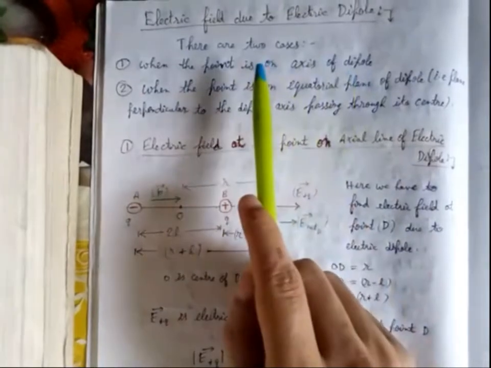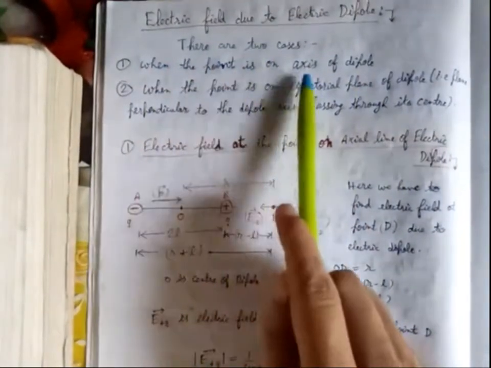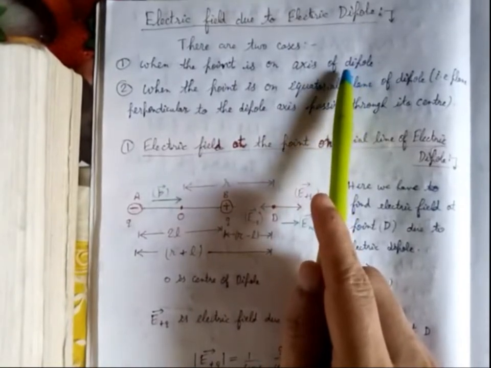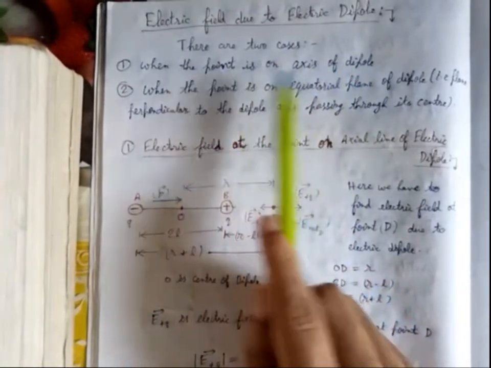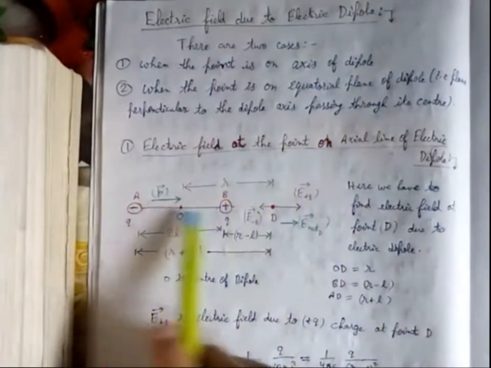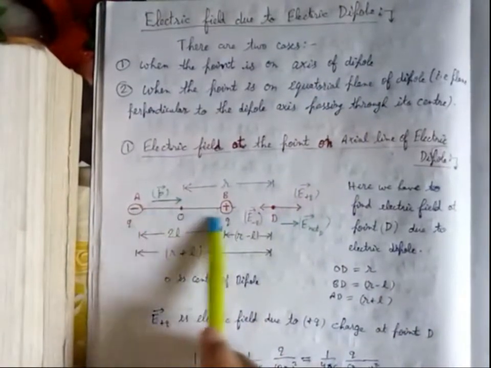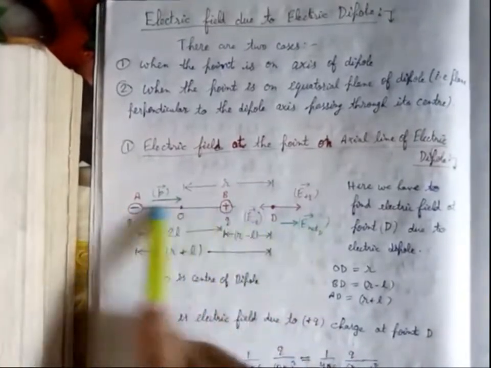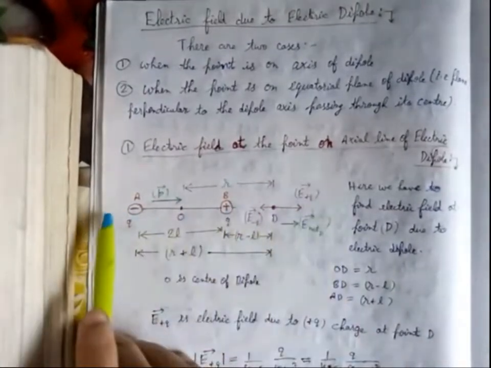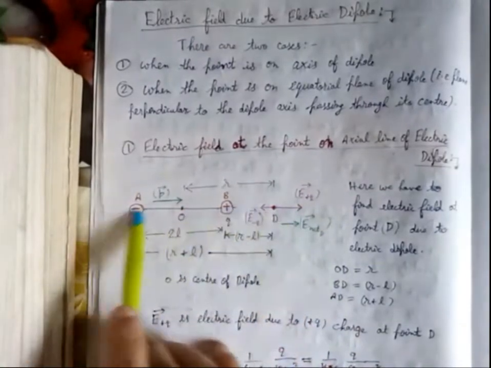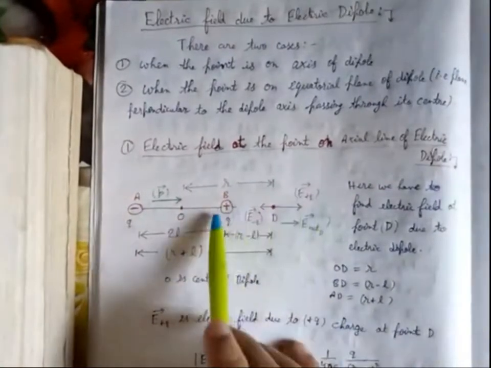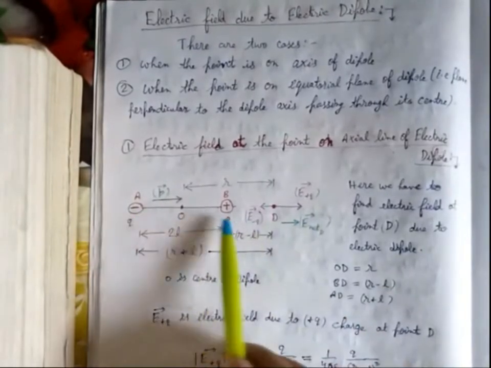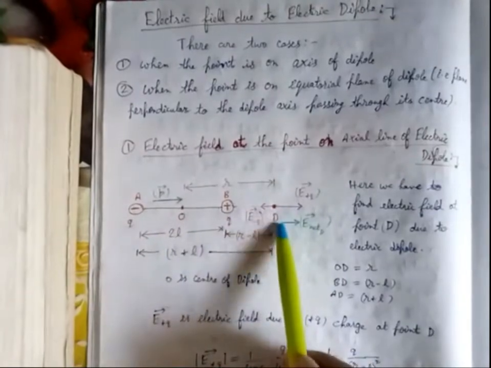It means first we are considering a case where the point where we have to find the electric field is at the axis of the electric dipole. This is the first case. This is the electric dipole, and the point D is on the axis of the dipole, because this ABD is the axis of the dipole and the point is at D, and we have to find the electric field due to this electric dipole at point D.